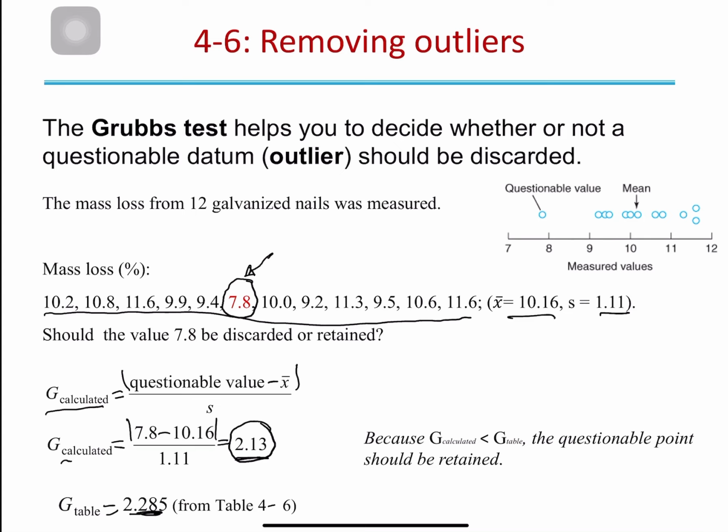If I calculated the G value and found that it is higher than the G from the table for my number of observations, not degrees of freedom, then in this case I will discard this data and consider it an outlier.